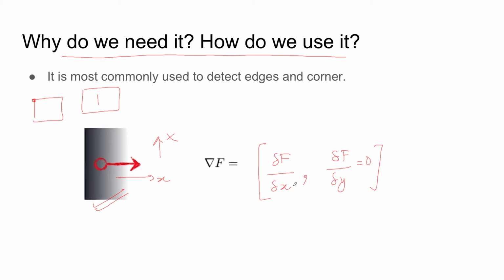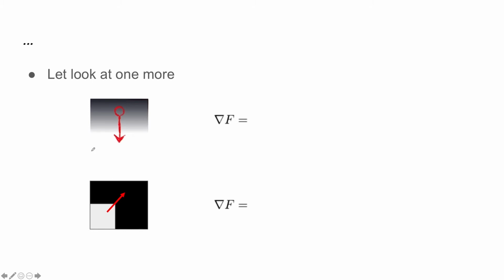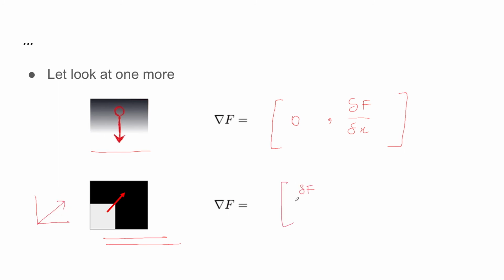Now let's look into one more example. It's something similar to what you saw, but only the direction has been changed. The y component, which was earlier 0, is now differential of f with respect to y, and the x component is now 0 because there's no change in the x direction. One more example now. So the change is in both x and y direction. So we'll simply put differential of f with respect to x and differential of f with respect to y.